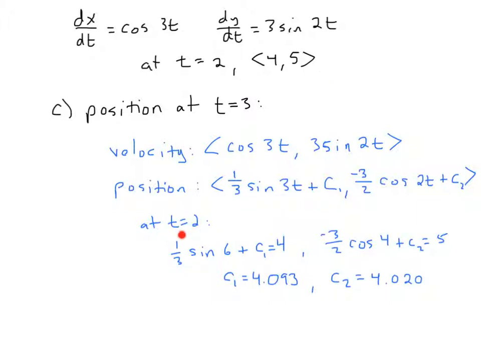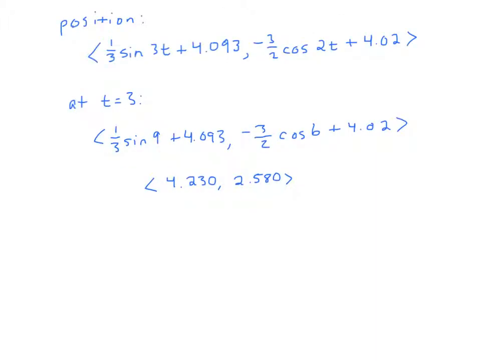So we just plug in t equals 2 right here, and we get x equals 4 and y equals 5, and then we have to solve to see what our constant of integration is for both of those. Once we have our constant of integration, we can rewrite the position vector with that constant in there. So this is x of t and this is y of t. And then we plug t equals 3 into those to get this and this.